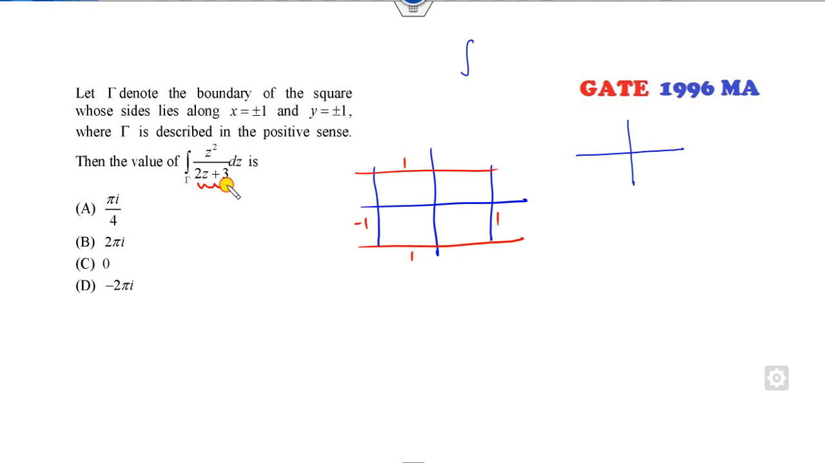Now what is the pole of this? If you find the value of this, it is minus 3 over 2. So minus 3 over 2 lies outside this feasible area. Since it lies outside, this integration will be 0. So the right answer is C. Always draw the graph and look at the points which lie inside. If those points lie outside, the integration will be 0.